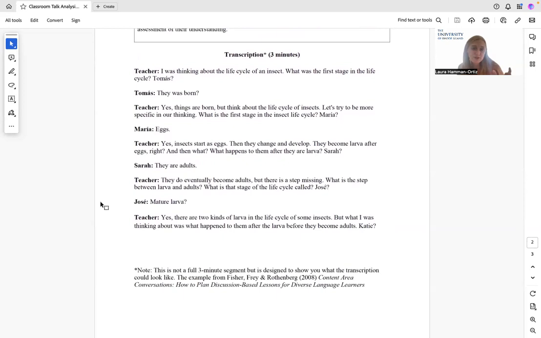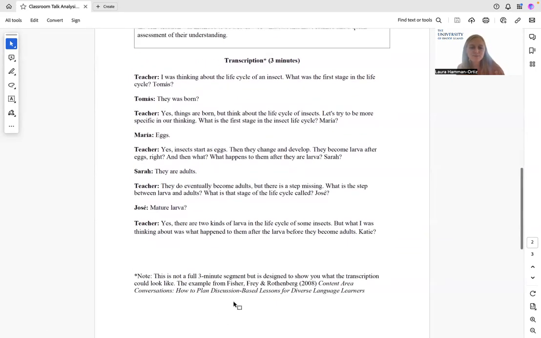So the name of the person who said it, what they said, and then the next turn, so the next person who spoke. You can use pseudonyms if you'd like, so you don't have to use students' real names if you'd like. You can say student 1, student 2, but it is nice to have a name, so it's easier to kind of remember who's talking when it's someone's name. This is an example that I just pulled from Fisher, Frey, and Rothenberg's book. This isn't likely a 3-minute example, but this is the excerpt that they presented just to show you kind of how you can transcribe what's happening.